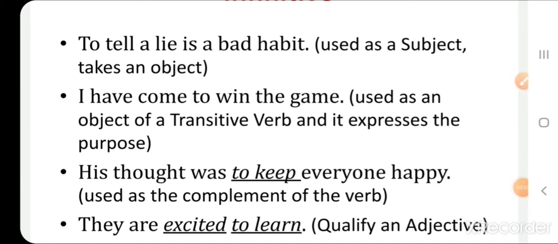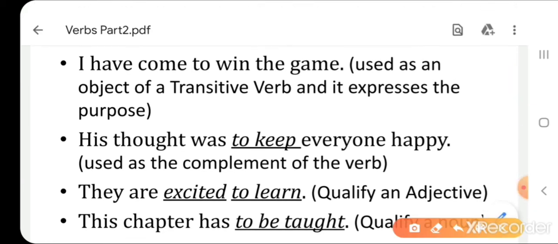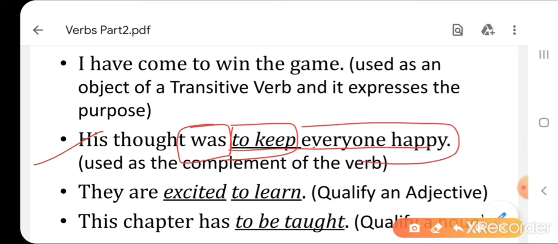Now, next example, his thought was to keep everyone happy. Here, to keep is an infinitive used after a main verb was, and it is in the objective part. If it is after the main verb, then it is in the objective part. If it is before the main verb, then it is in the subjective part. So, to keep everyone happy. Now, here again, everyone is an object used for keep verb.